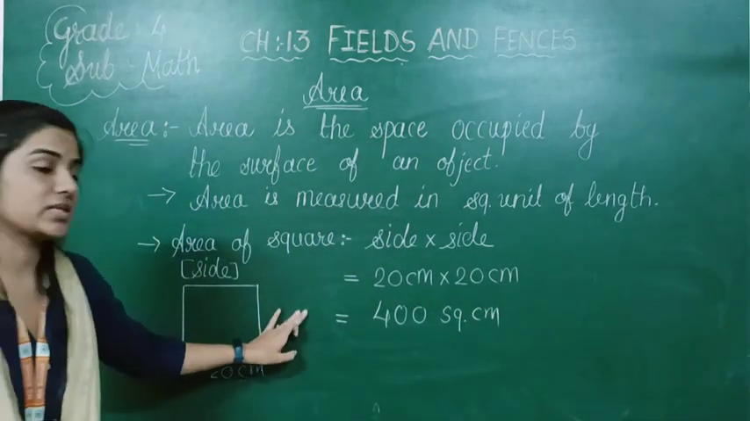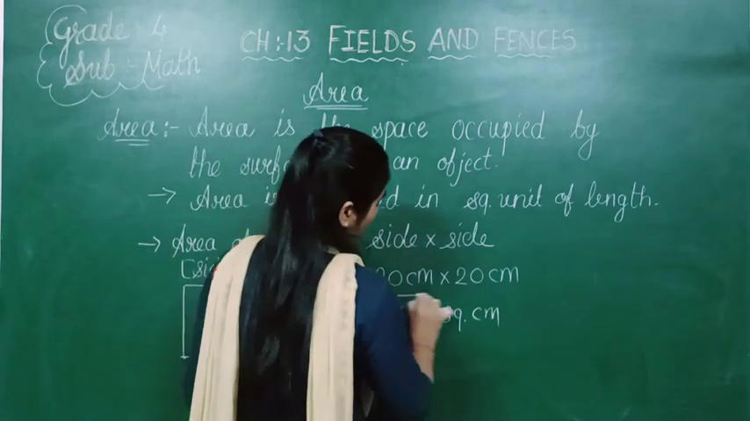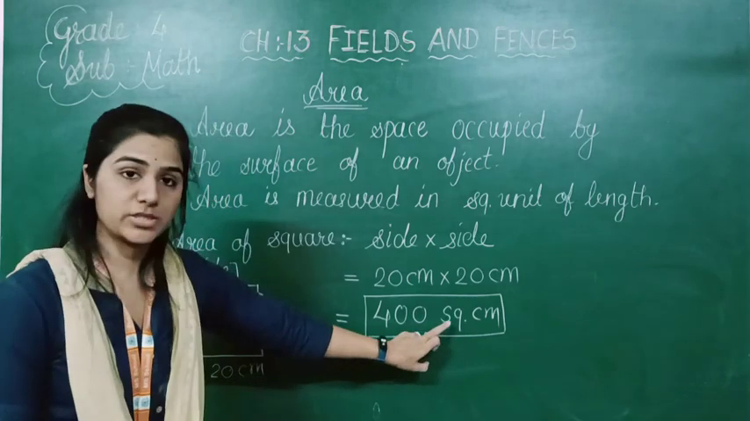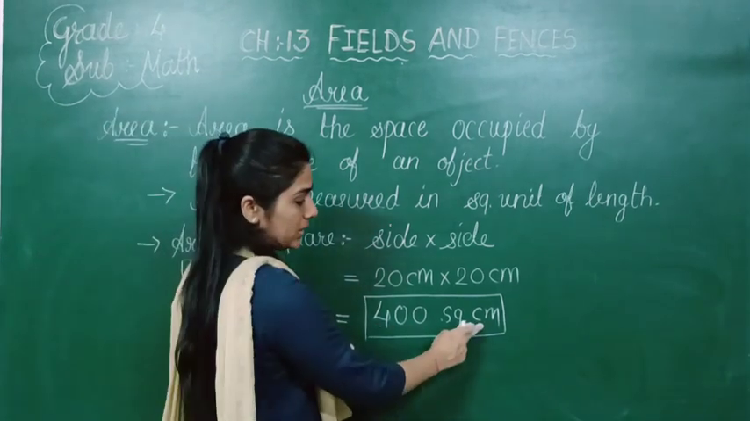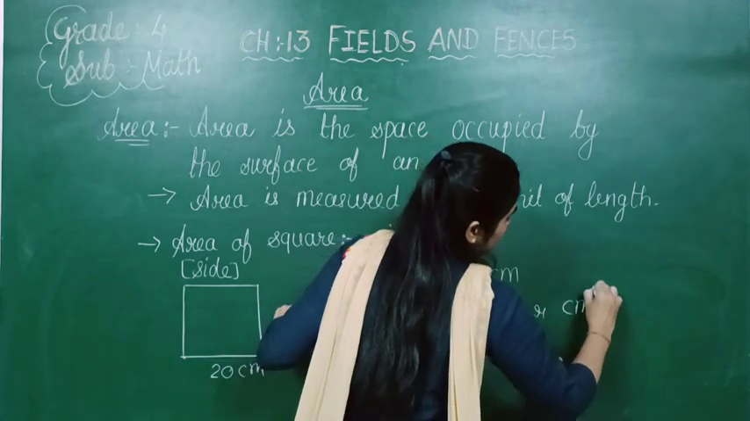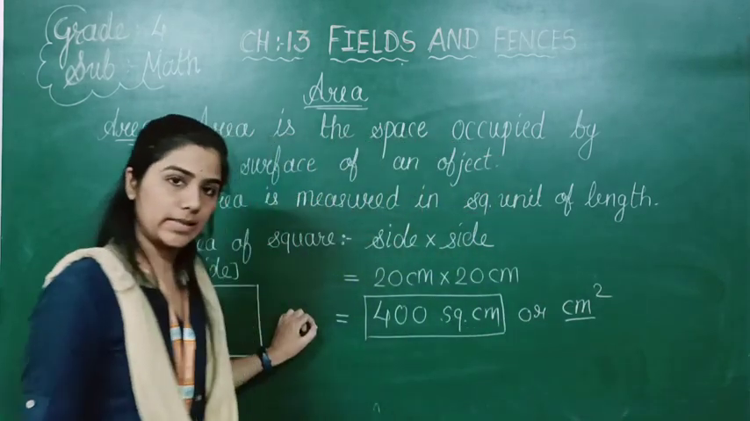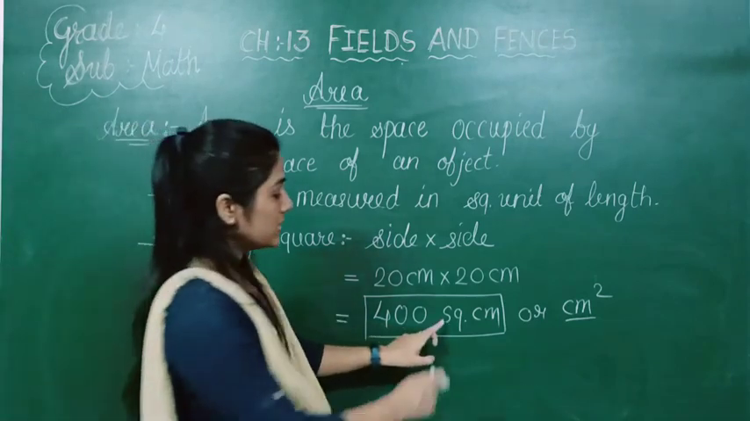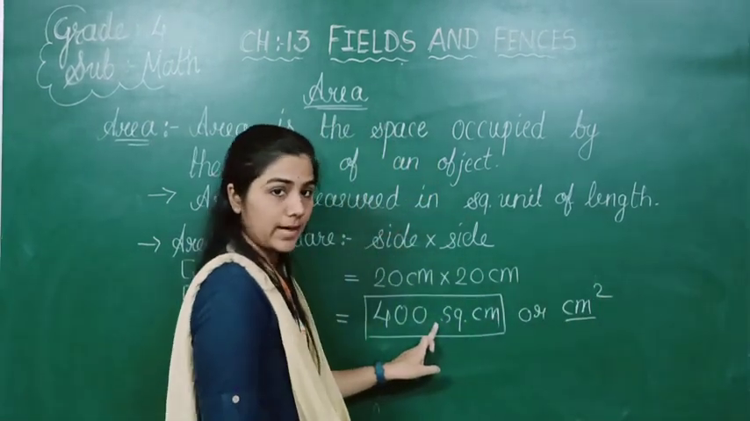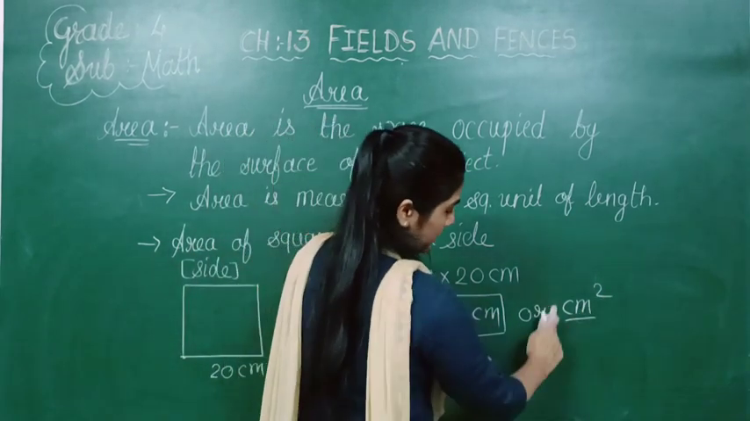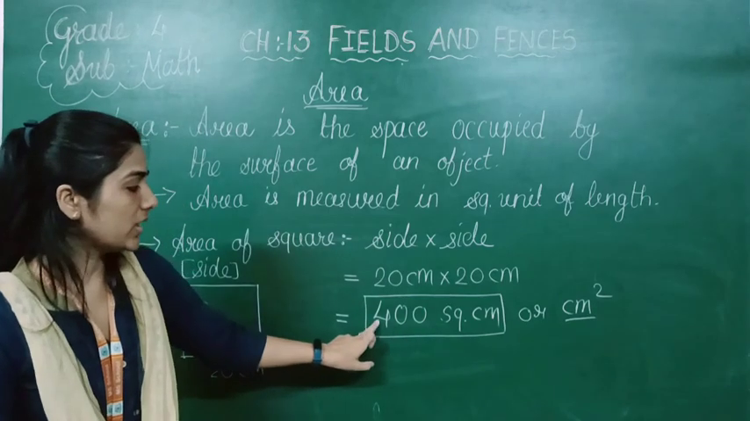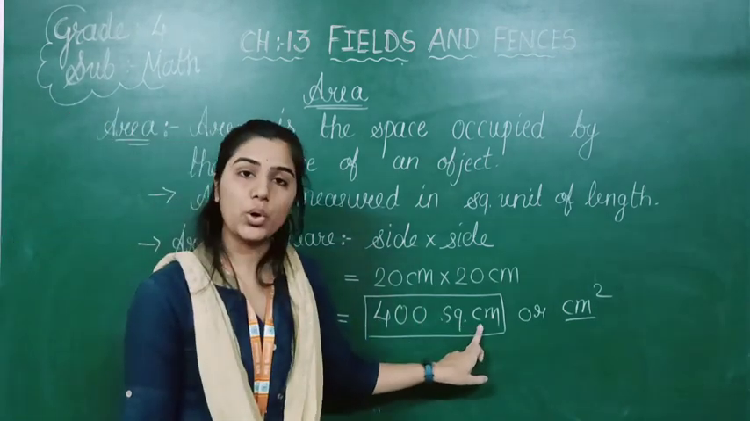See, one more thing is that in the answer, if you are writing this unit as square centimeter or cm square, both are correct. But if you are writing the word square, then don't mention cm square, right? And if you are writing cm square, then don't write the word square. So 400 square centimeter is your answer.